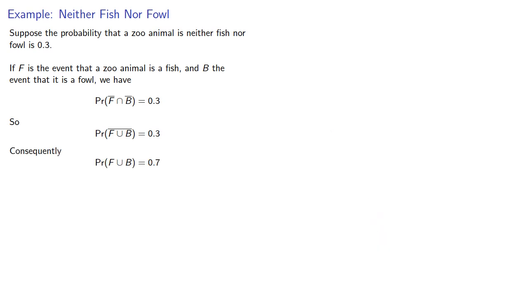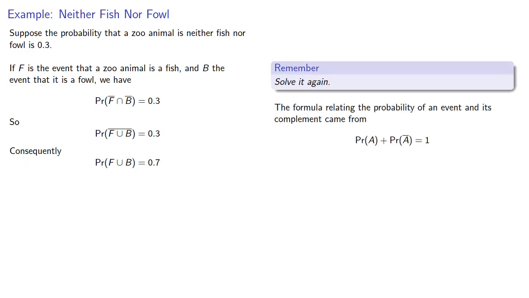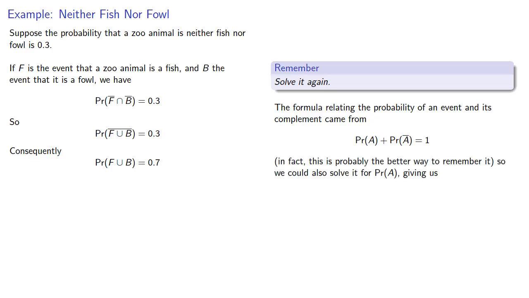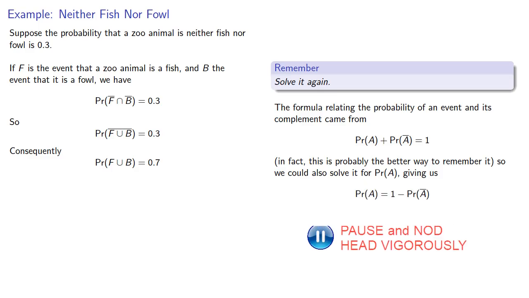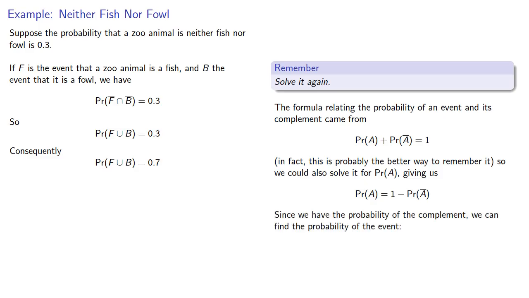But again, a useful way to understand a problem is to solve it again. The formula relating the probability of an event and its complement came from this sum of the probabilities equal to 1. In fact, this is probably a better way to remember it, and we could have solved this for the probability of the event itself. And more directly, since we have the probability of the complement, we can then find the probability of the event.